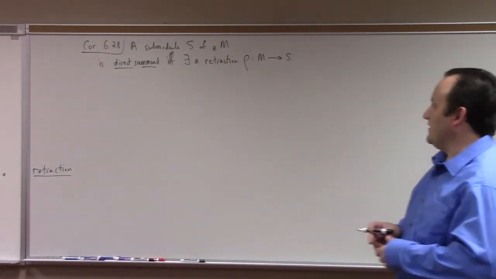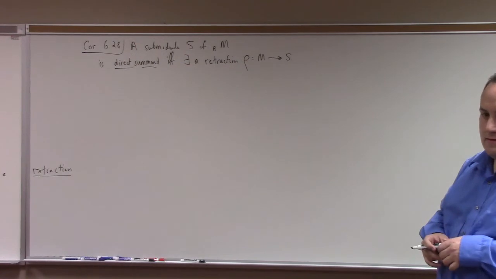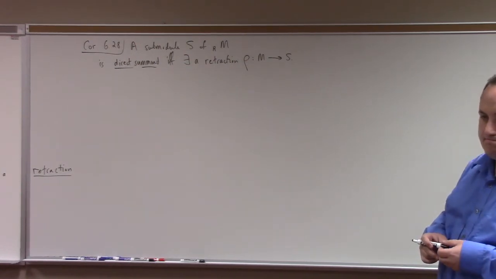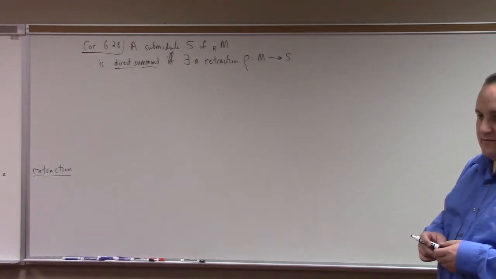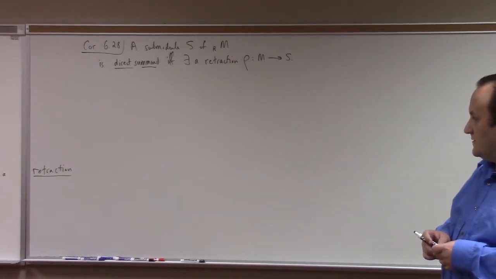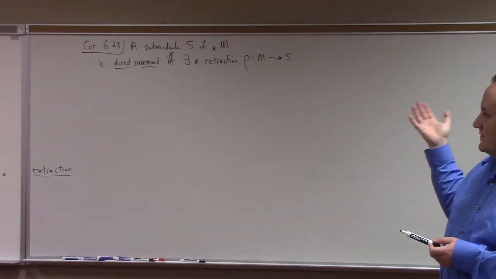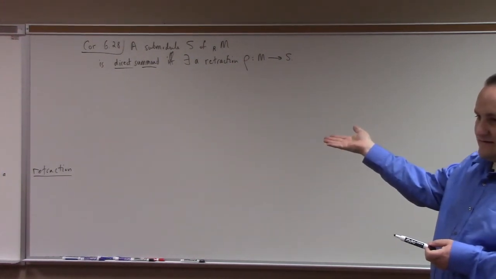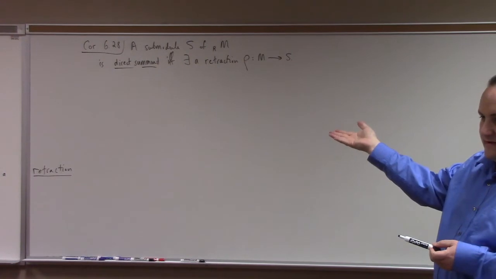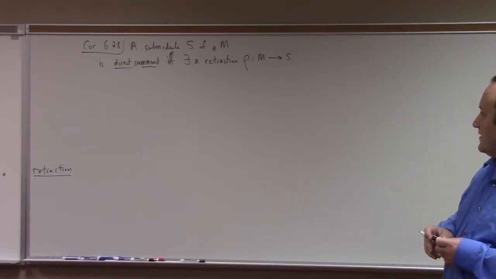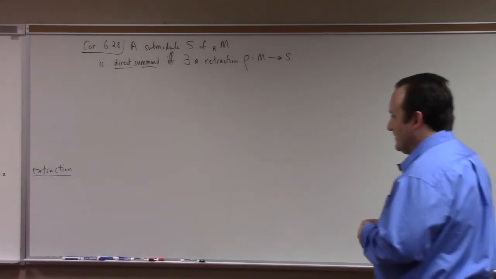Well, that's kind of an interesting idea, right? We're trading a statement about sets for a statement about maps. The existence of a retraction is a statement about homomorphisms, about functions, whereas this direct summand is a statement about the existence of a subset, a submodule. So apparently, we can work in either world.